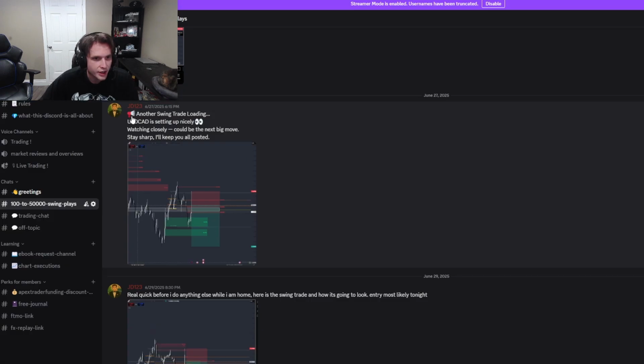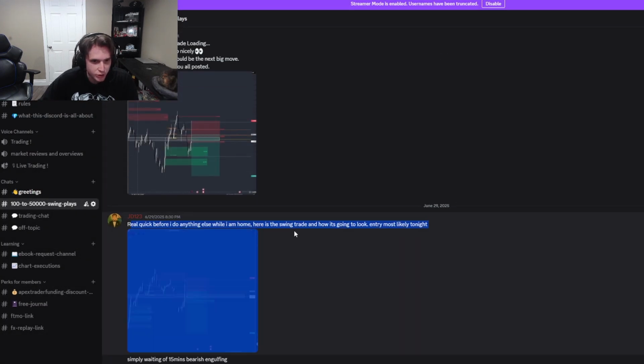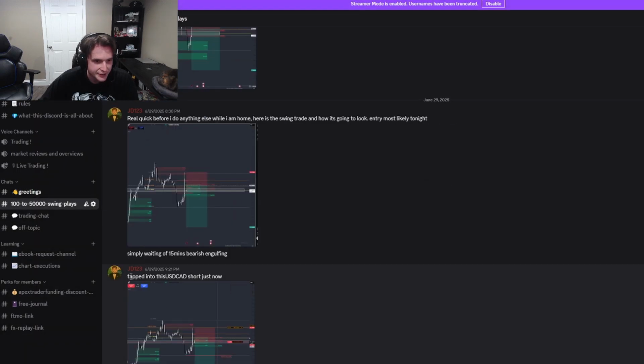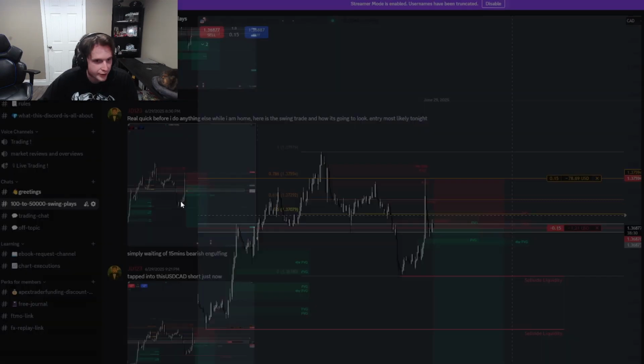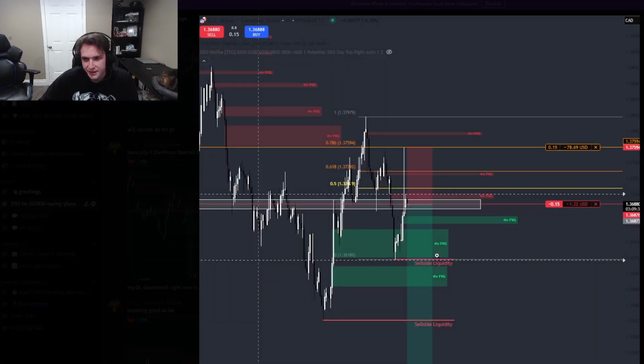So here's the Discord. I wrote on Sunday night, another swing trade loading, USD CAD is setting up nicely. I showed the chart and everything. Entry most likely tonight again, and then I tapped into the USD CAD short right here and sent it out on the Discord. I said basically if the 4 hour candle gets closed above, I will manually exit the trade. TP will be when volume dies down after the sell side liquidity, at best at the equal lows at the bottom. At this point, we're down $1.